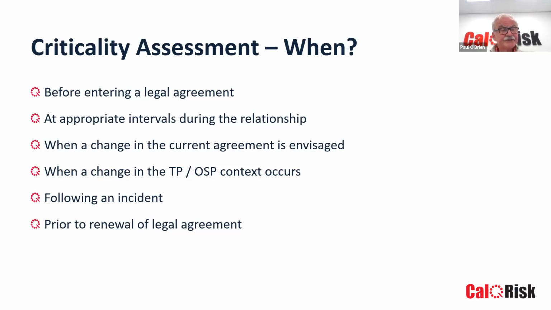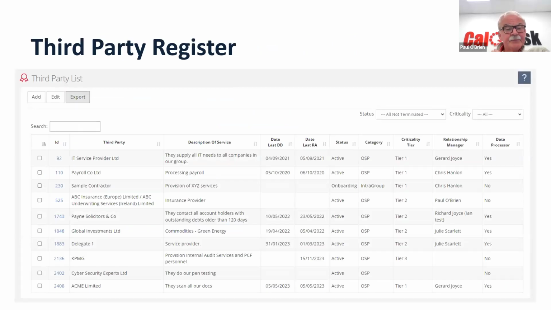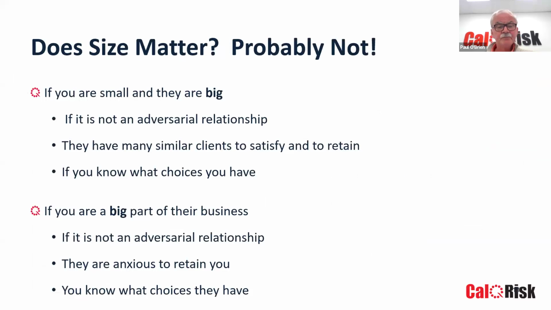And if they have an incident, either you or they have an incident associated with their service, it's always worth having a look at the criticality prior to the renewal of the legal agreement. This is a typical third party register, and you can see down the side here the tiers. Usually the tier ones will be at the top, and so on. It's very good to have a register, because it keeps them all in focus in the same place. Some of the smaller ones may well be very significant.